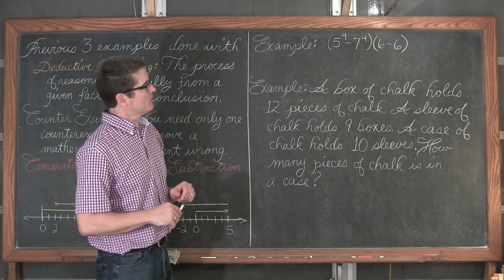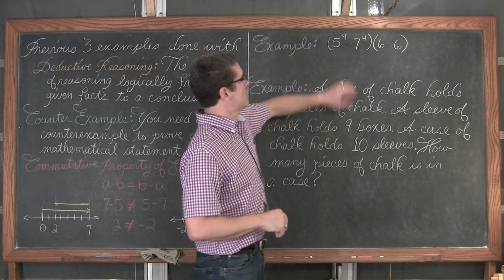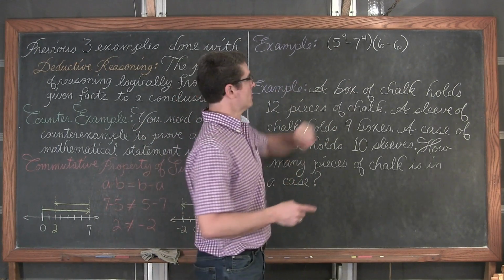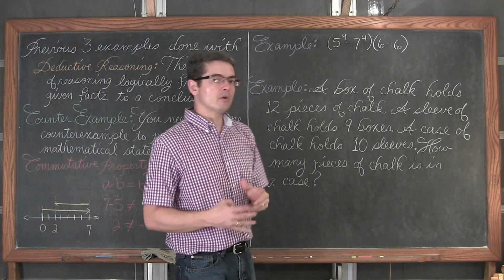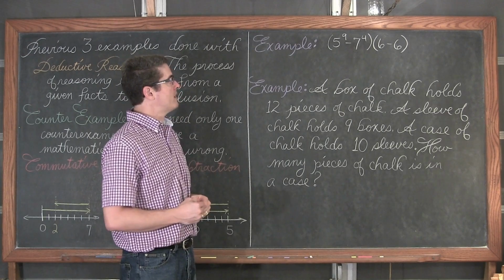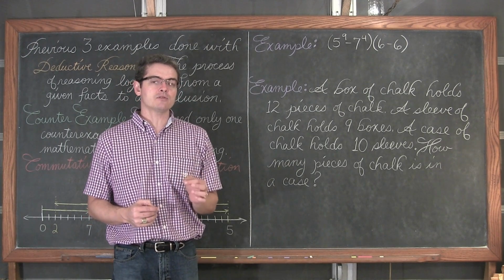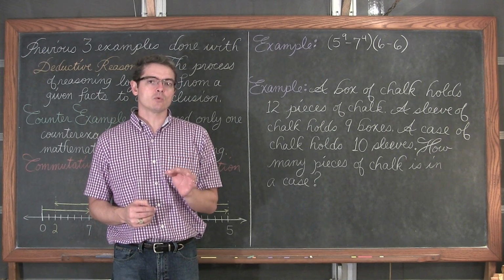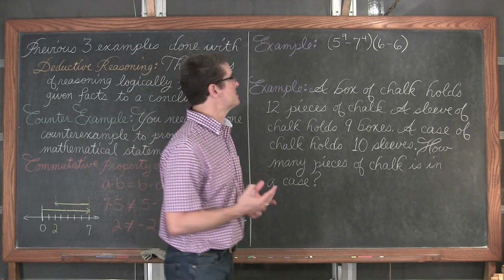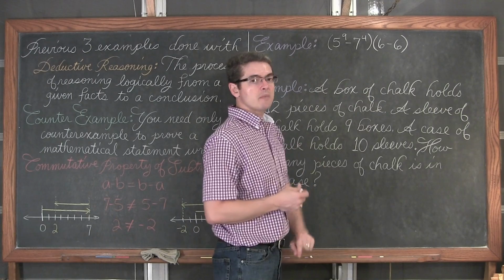Our example here looks very complex, and I certainly would not want to work this out by hand. 5 to the 9th minus 7 to the 4th. 5 to the 9th is a very, very large number. But thankfully, I don't need a calculator to evaluate this expression if I understand, again, that multiplication rule of 0, that anything multiplied by 0 is itself equal to 0. Well, that's what 6 minus 6 is.